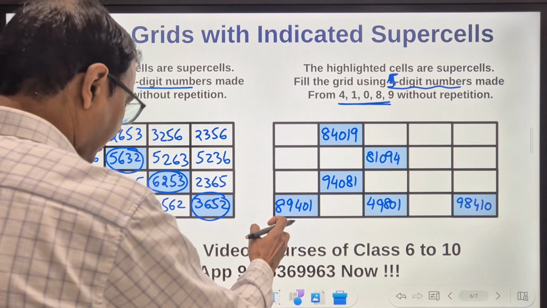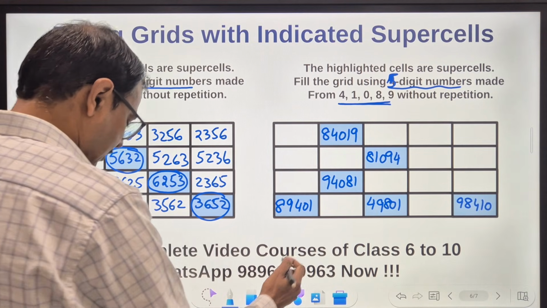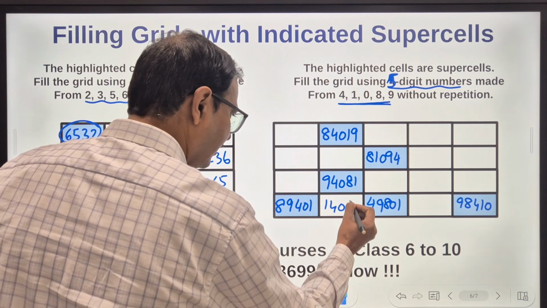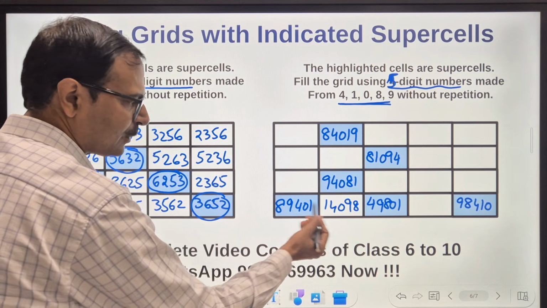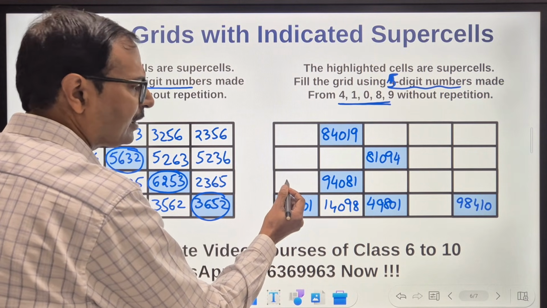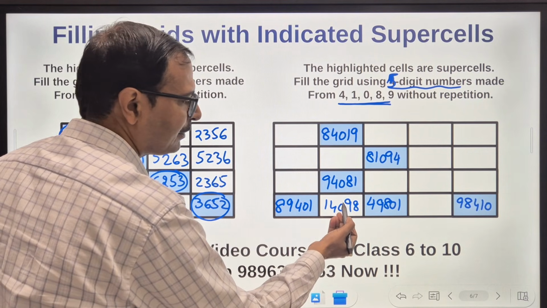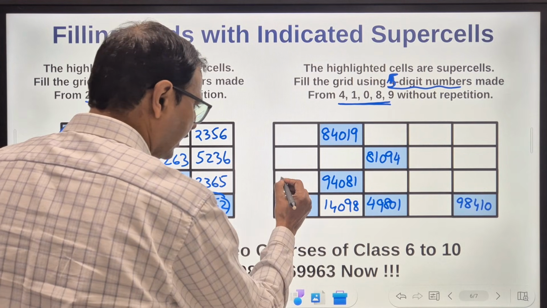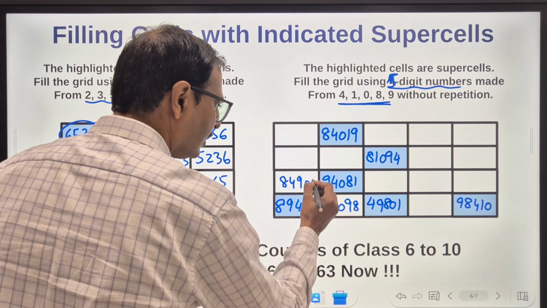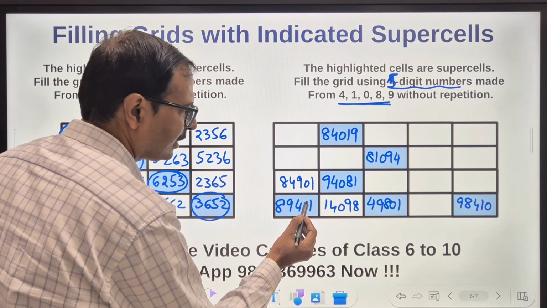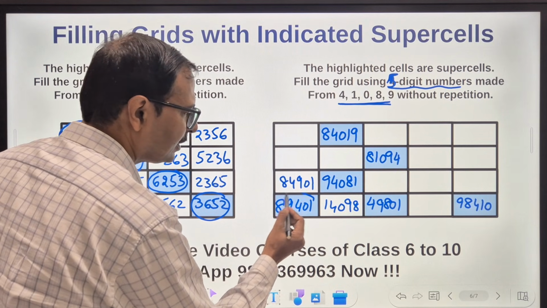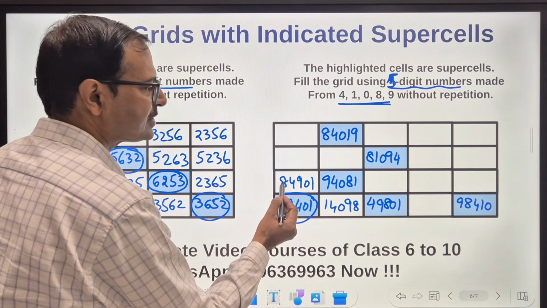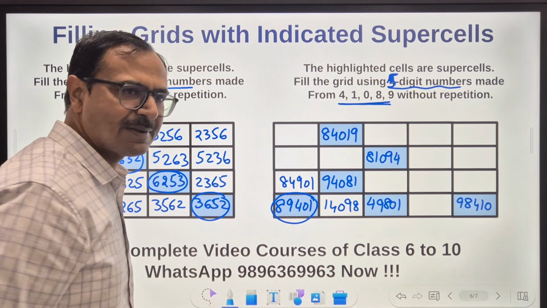In the corner here, 89401. So if I write 14098, this is smaller, and another number here can be greater or smaller, because one number is smaller, so one can be greater also. Okay. So 84901. Now, does this number become a supercell? This number is a supercell because these two numbers are smaller than this.